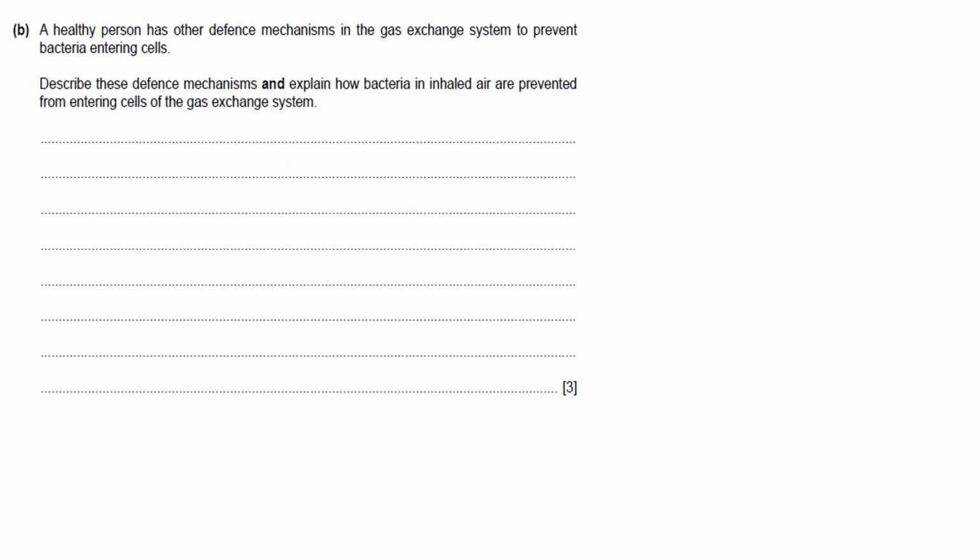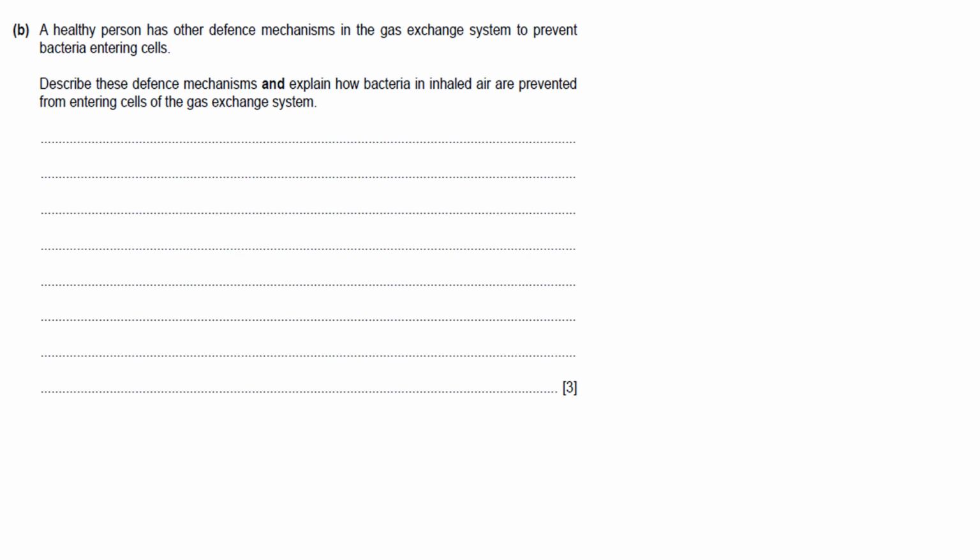It goes on to ask us that a healthy person has other defense mechanisms in the gas exchange system to prevent bacteria from entering the cells. Describe these defense mechanisms and explain how bacteria in inhaled air are prevented from entering the gas exchange system. Now, this is something that you learn, and this is making me realize that this question is also incorporating chapter 9. So this is a combination of chapters 9, 10, and 11.